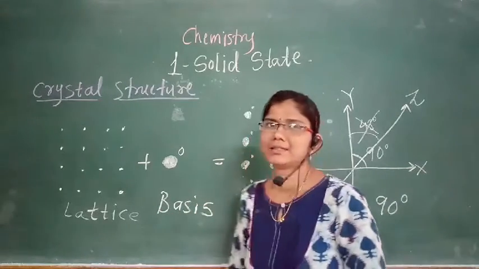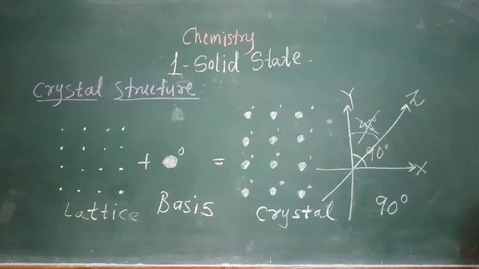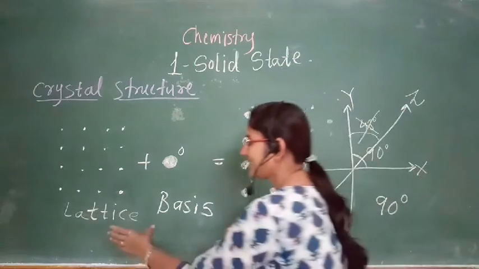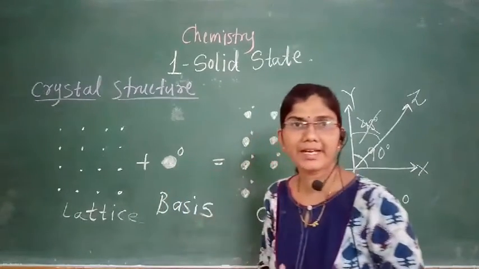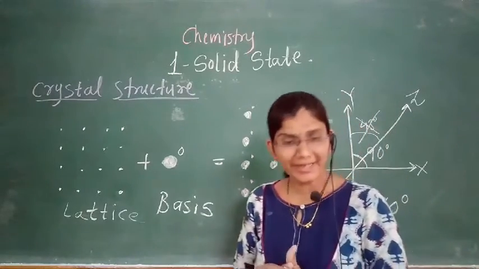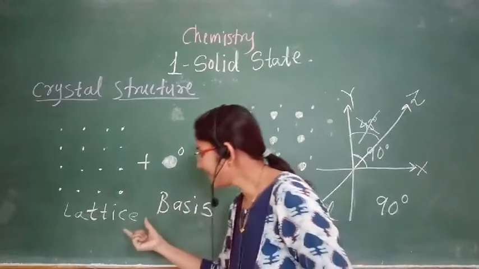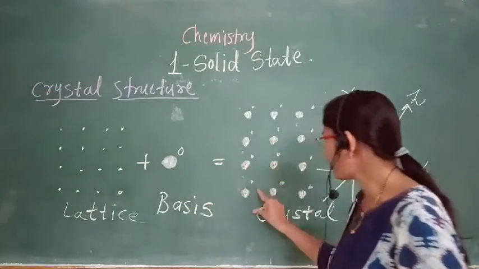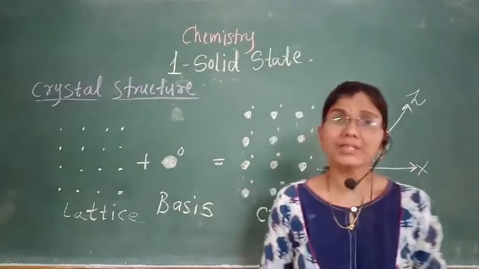So what is the basis? The basis is defined as the constituent particles attached to the lattice point, which form the basis of the crystal lattice. When the crystal structures are formed, the lattice points are attached with the particles, and when the lattice is covered with the basis, they form the whole crystal structure. So what is the basis here, or what is the lattice here?